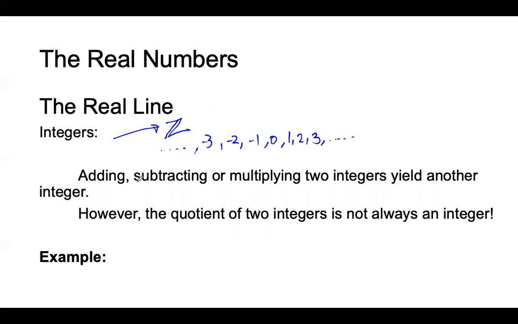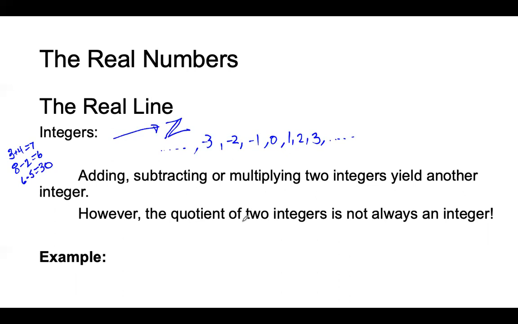So for examples, adding, subtracting, or multiplying two integers yields another integer. For example, 3 plus 4 equals 7, 8 minus 2 equals 6, and 6 times, let's say 5, equals 30.